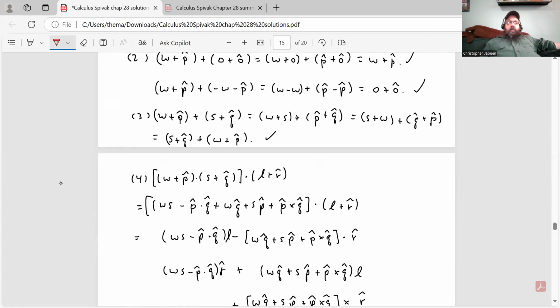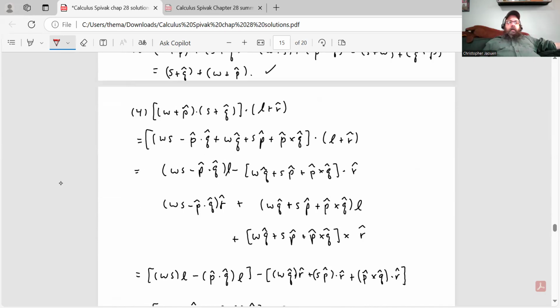Then we have also notice that quaternion addition is commutative. Number 4, we're going to show that quaternion multiplication is associative. This is the most tedious of them, I think.